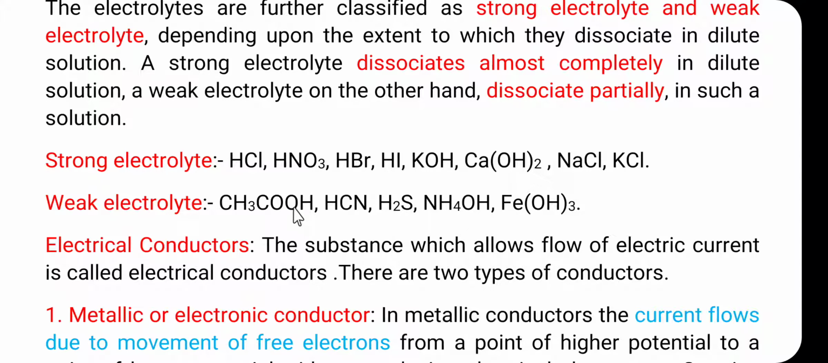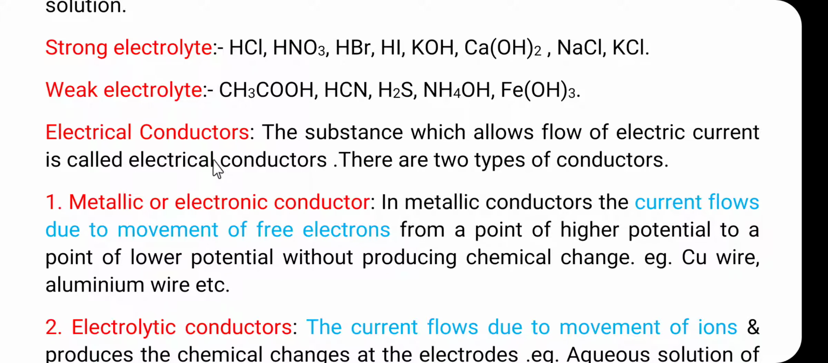These are the examples of the weak electrolyte. When they dissolve in water or when we consider their dilute solution, there is an incomplete or partial dissociation. So that covers the strong electrolyte as well as the weak electrolyte. Then the next point is the electrical conductors. The substances which allow a flow of electric current are called the electrical conductors.